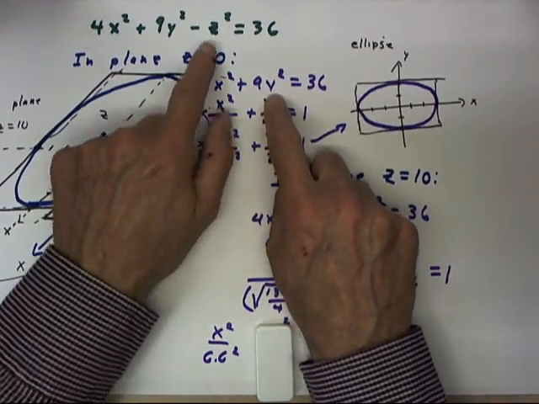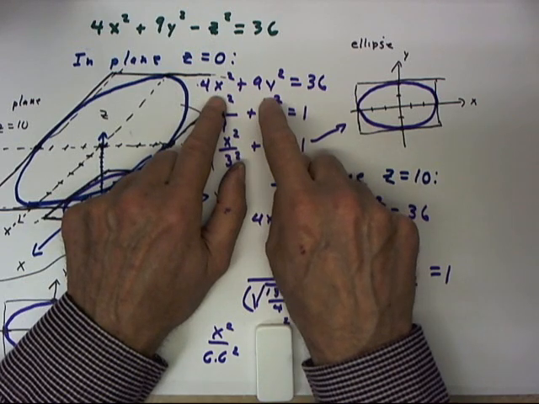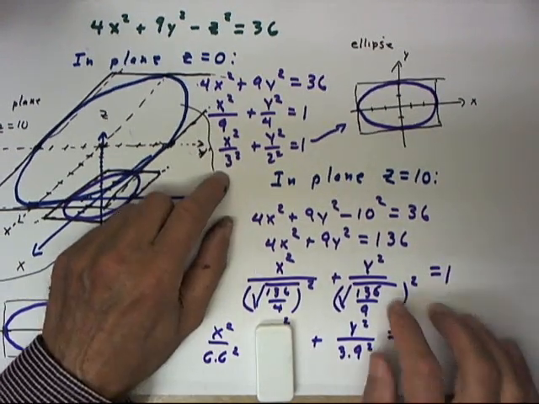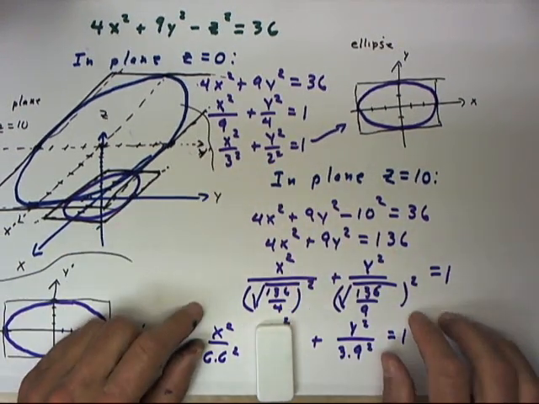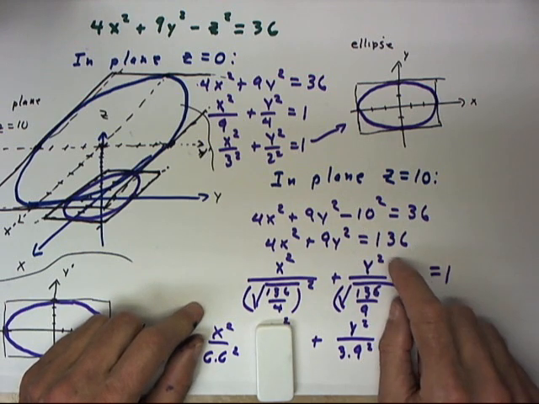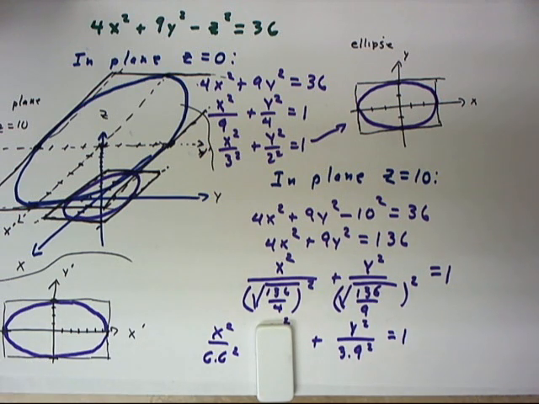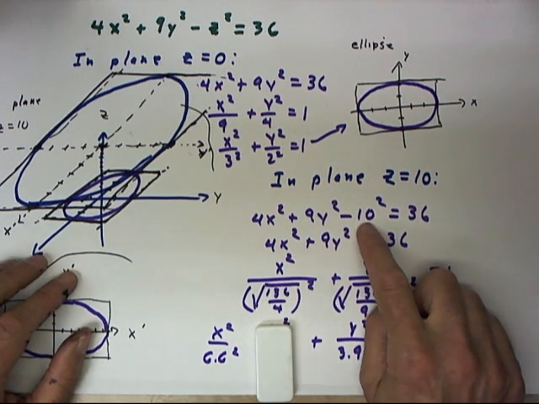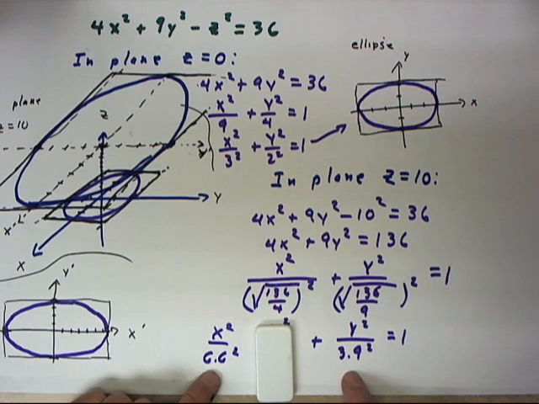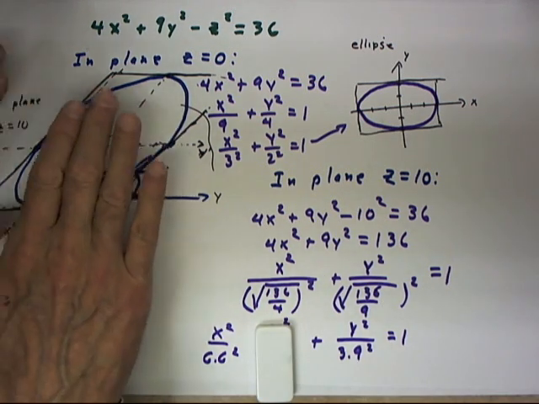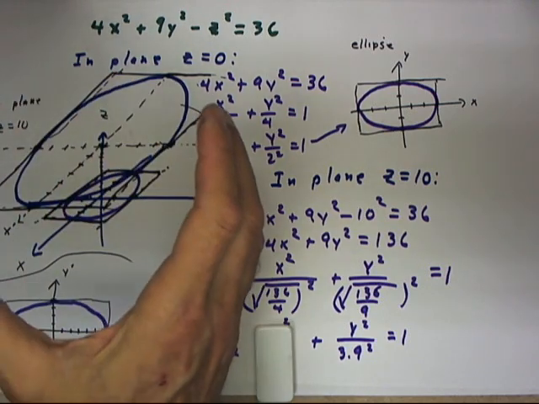So, for example, when z was 0, the right-hand side of this equation was 36. So when we divided through, we divided by 36, and these numbers came out accordingly. When we had z equals 10, this number became 136. And of course, we calculated these numbers by, again, dividing accordingly. It should be clear that the bigger z gets, the bigger these numbers are going to get. So that these ellipses, as we move higher and higher, are going to continue to grow.